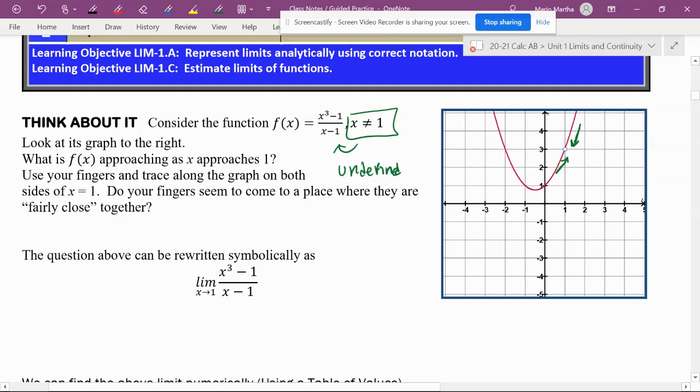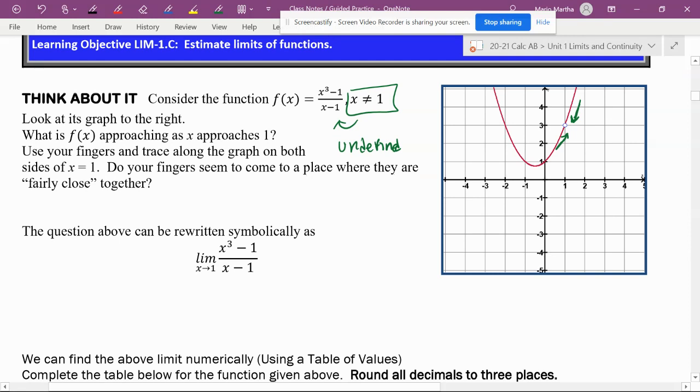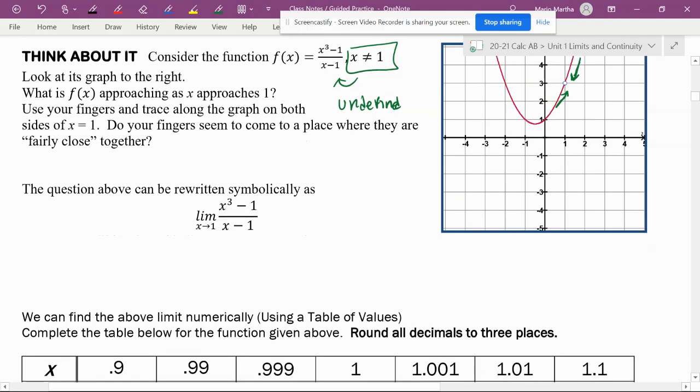All right. So the question above can be rewritten symbolically as the limit as x approaches 1 of x cubed minus 1 divided by x minus 1. Now, we will find the limits later on algebraically. First of all, we're going to start by finding limits using a table of values. It makes it a lot easier for everybody to comprehend.